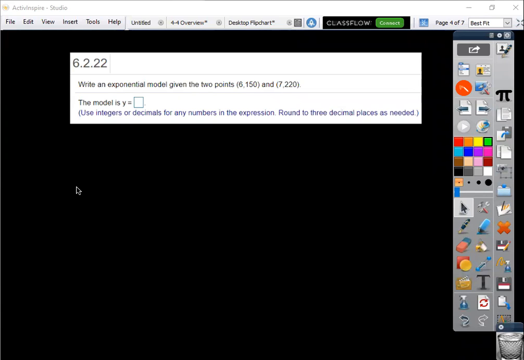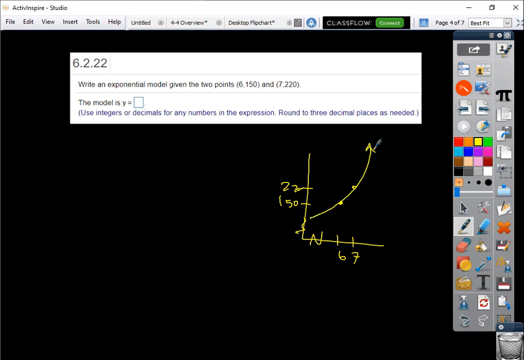Okay, so they're giving us 2 points and they want us to find the exponential model or equation that would be used for those 2 points. So it's like this 6, 150, and then this 7 over here. I'll put a break in my graph there just to make it look a little more right. So if that's 220, if you need a break over here, go ahead and do that. But it's going to be exponential, so it's shooting up.